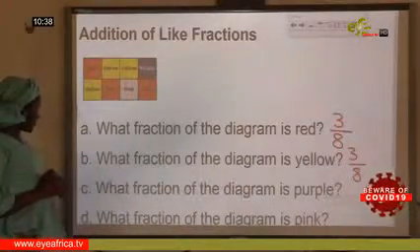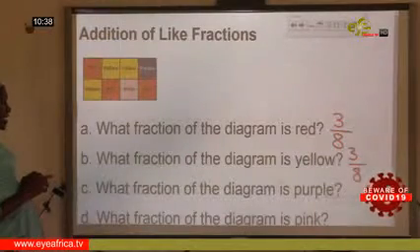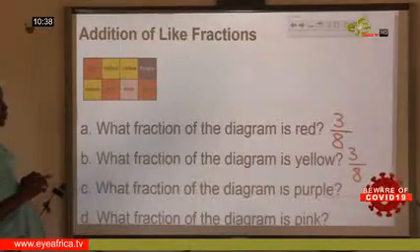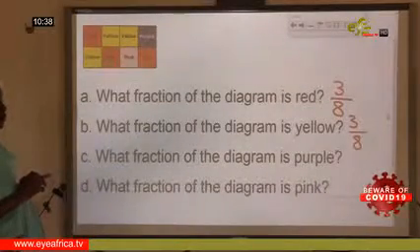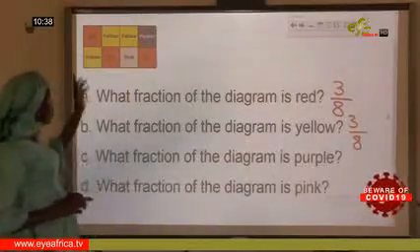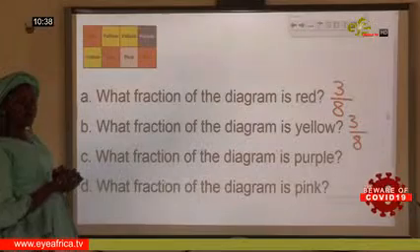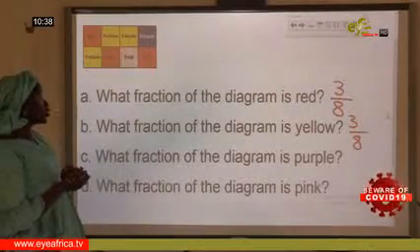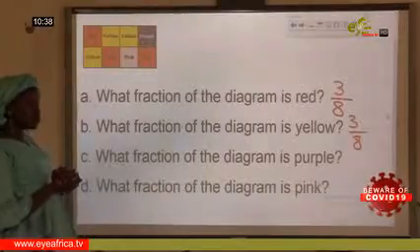3 eighths. Question C, what fraction of the diagram is purple? Purple is only one portion of it. One portion of it is colored purple. So therefore, our answer should be what?